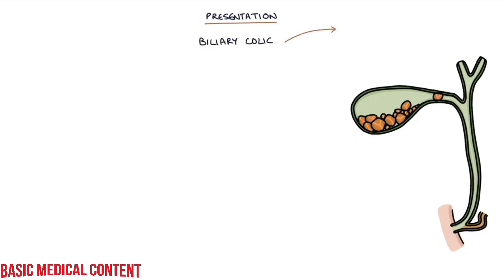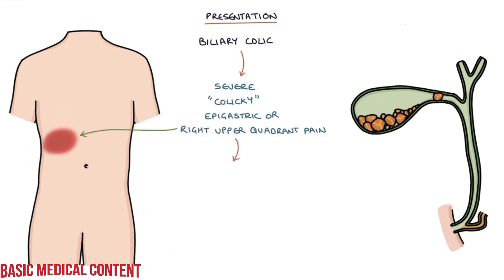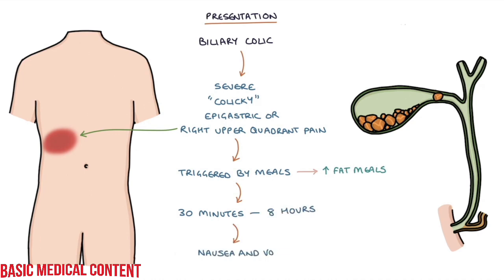Biliary colic is caused by stones temporarily obstructing the drainage of bile from the gallbladder. The stone may get lodged at the neck of the gallbladder or in the cystic duct and cause blockage of drainage and pain, and then when it falls back into the gallbladder, the symptoms resolve. This causes symptoms of severe colicky epigastric or right upper quadrant pain. This is often triggered by meals, particularly high-fat meals, and it lasts between 30 minutes and 8 hours, and it may be associated with nausea and vomiting.